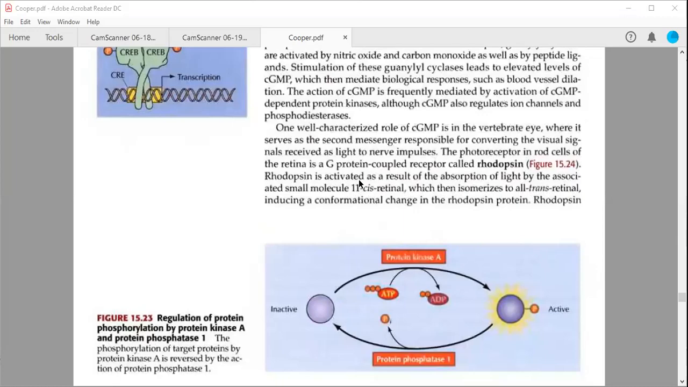So, when the light signal comes, it will convert the 11-cis retinal into all-trans, and this all-trans is going to cause a conformational change in the GPCR rhodopsin, so that the G protein can be activated. Okay, so we will see one by one, step by step.